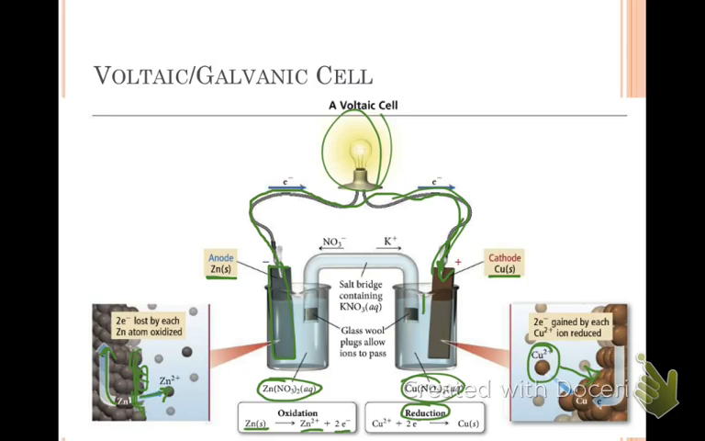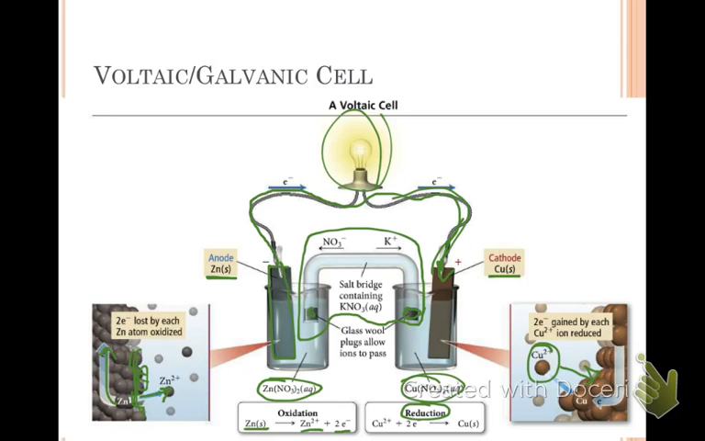One thing here is something called the salt bridge. So the salt bridge is super important. It actually lets this reaction continue to occur. So this is a glass tube. It has little plugs on the end. It's kind of like a porous plug, kind of like as if you had cotton in there. And it's filled with a solution of KNO3.